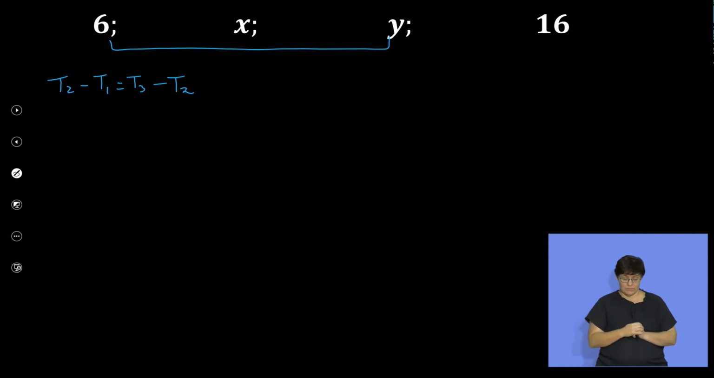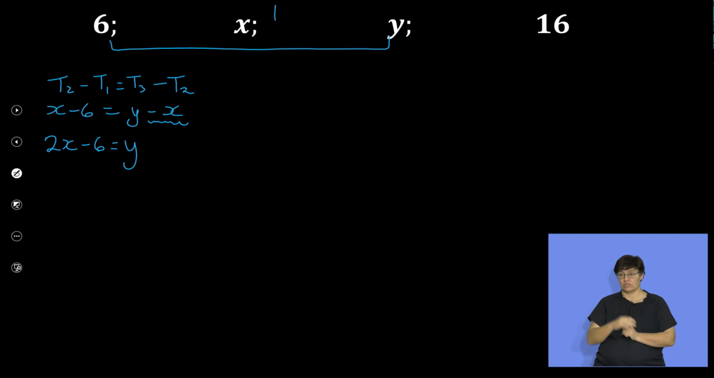So, we know that these three will have a common difference. So we know that term 2 minus term 1 will be equal to term 3 minus term 2, because we know that the common differences of an arithmetic sequence are equal to each other. So that means that x minus 6 will be equal to y minus x. Immediately what I'm going to do is isolate y by taking this negative x over. So I'm going to have that 2x minus 6 is equal to y.